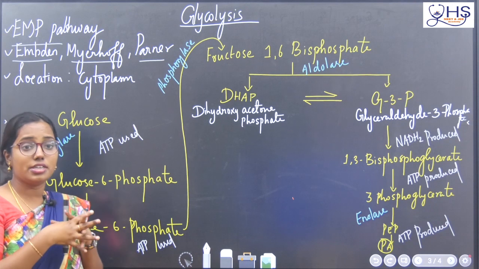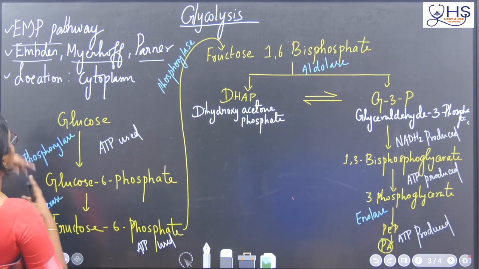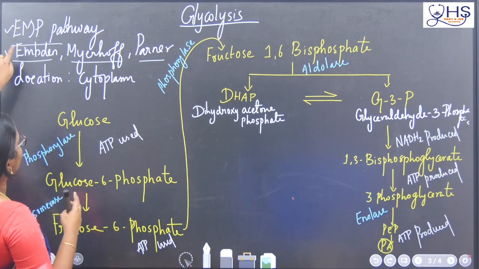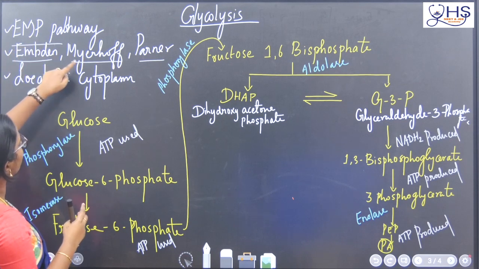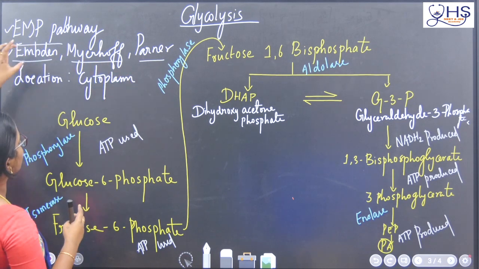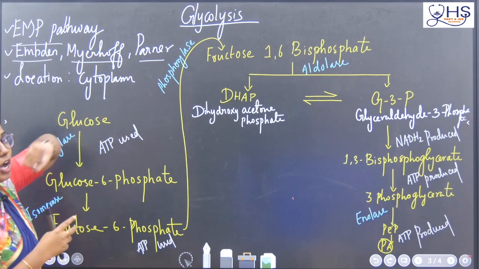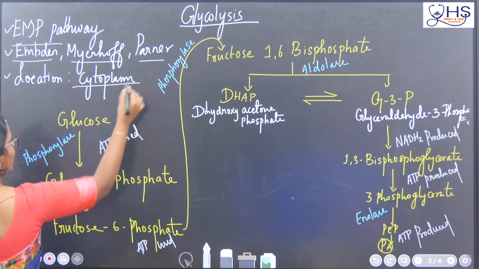Three scientists together discovered it, that's why it is called EMP pathway. E for Emden, M for Meyerhoff and P for Parnas. So it is also called as EMP pathway. Location, we just saw, it happens in the cytoplasm.